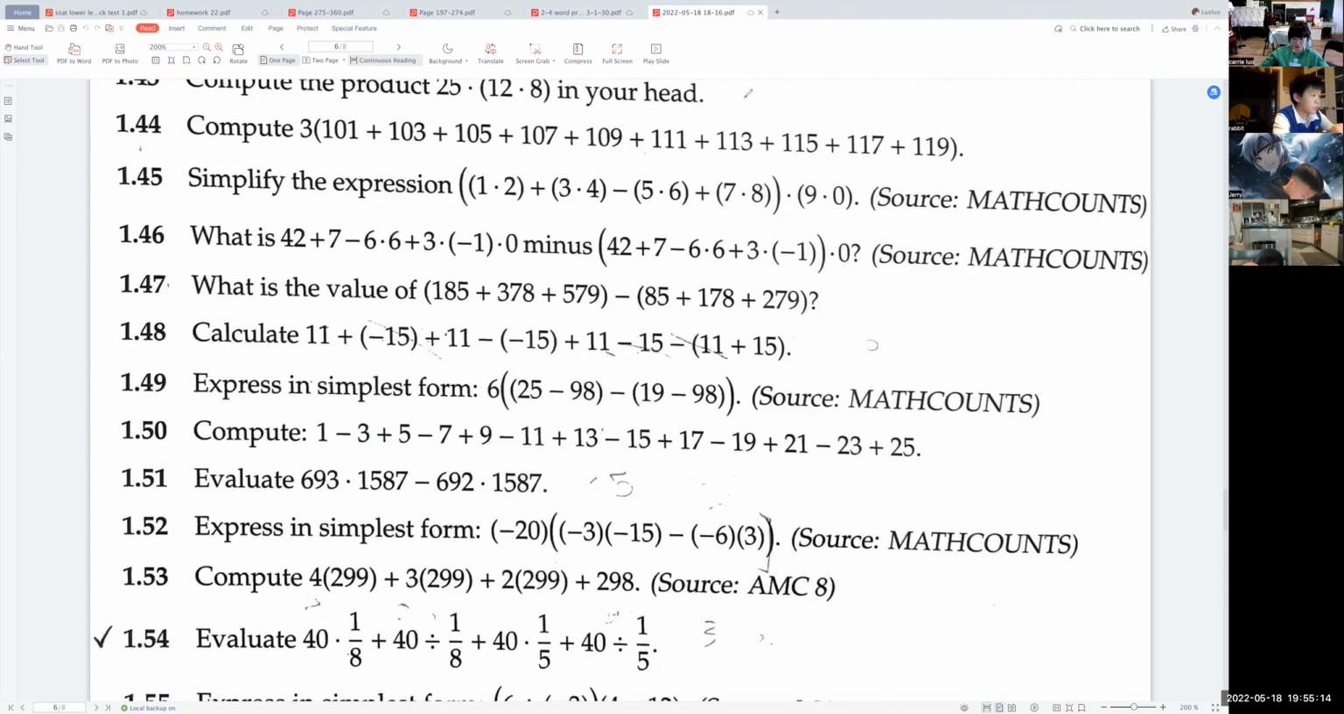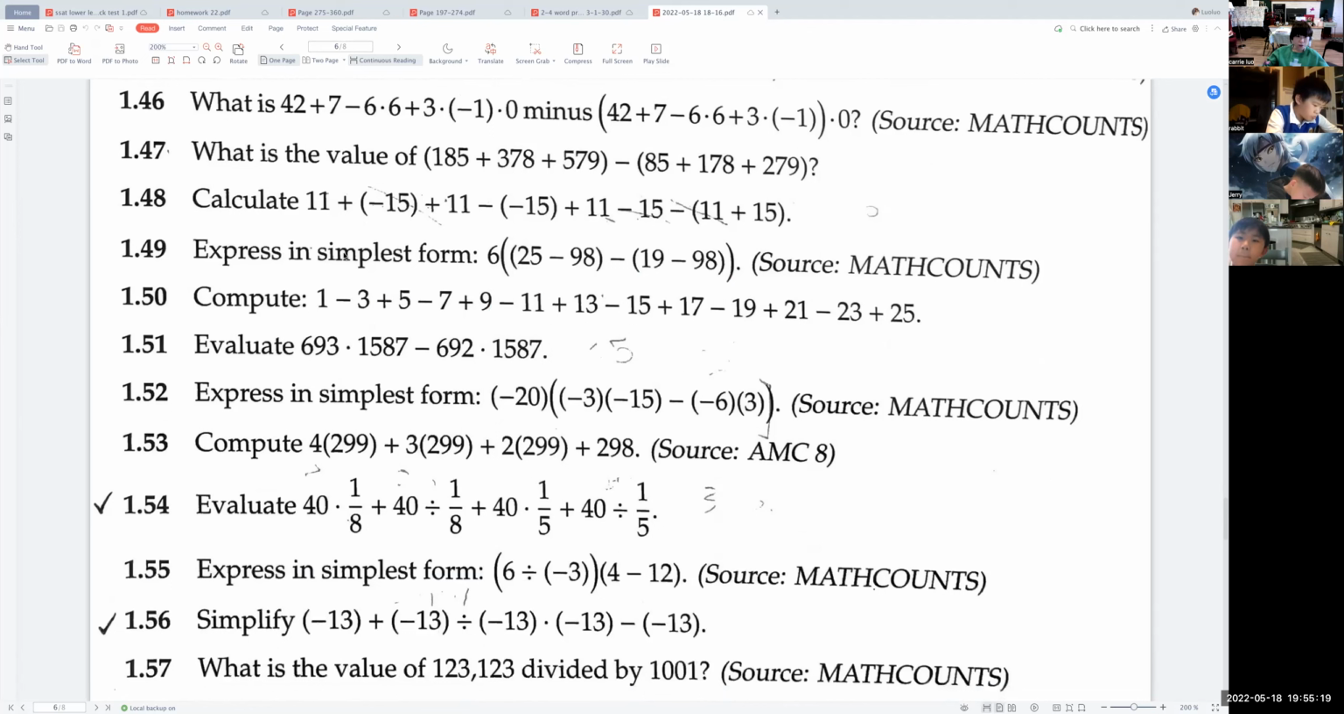Okay, so this is our last set of questions. So we are having 1, 2, 3, 4, 5, 6. And the question with the check mark is very easy to make mistakes. Okay, please make sure.